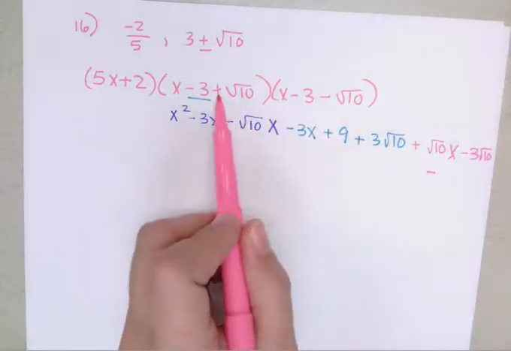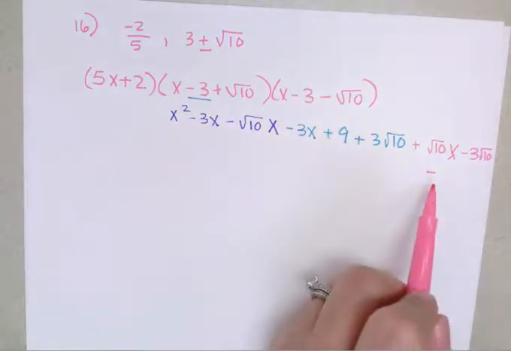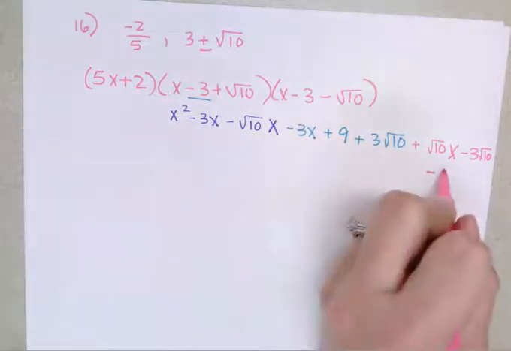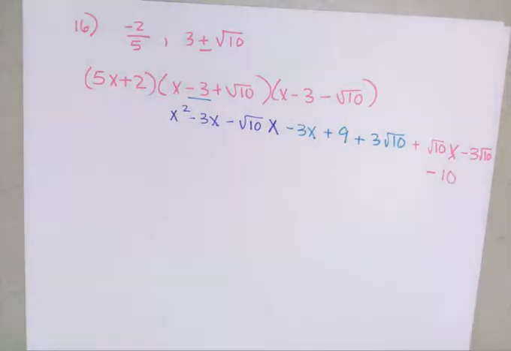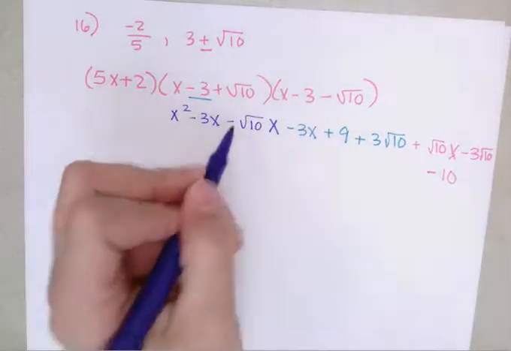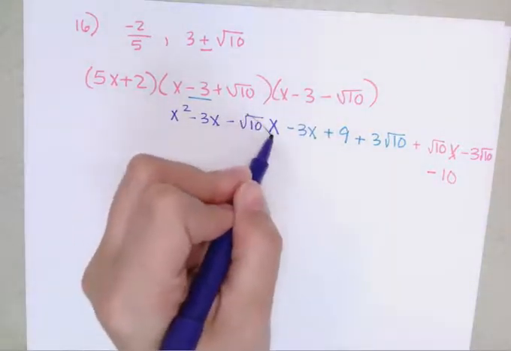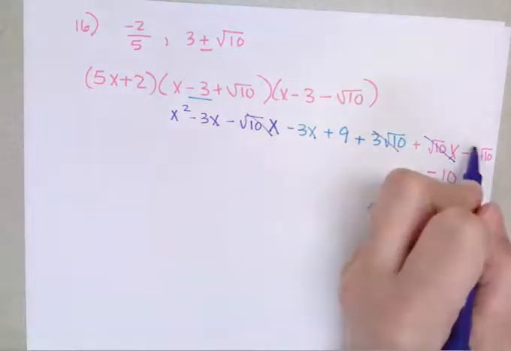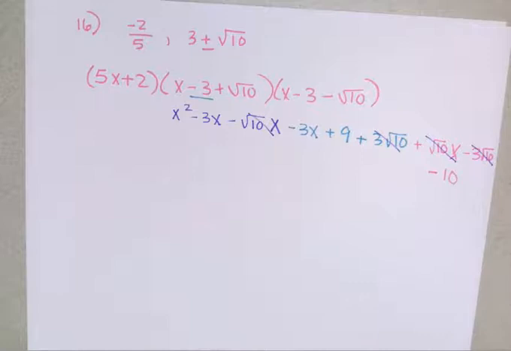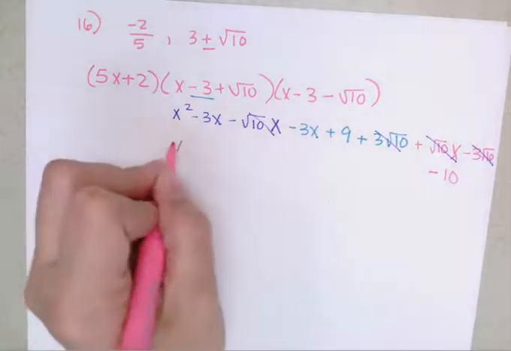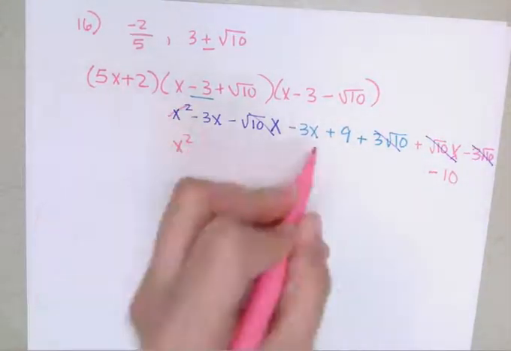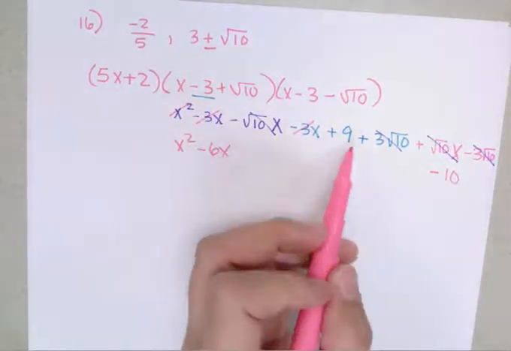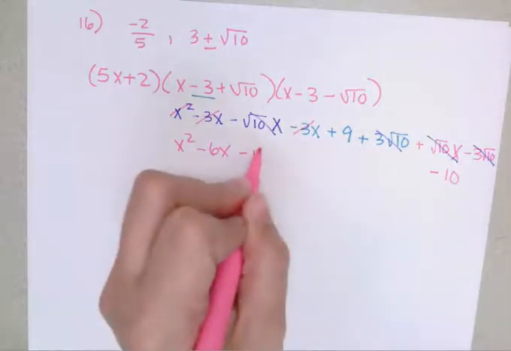And then on the last one, a positive times a negative is a negative. 10 times 10 is 100. The square root of 100 is 10. So you put negative 10 on the end. Alright, then a lot of stuff is going to cancel, like your negative root 10x and your positive root 10x. Your positive 3 root 10, your negative 3 root 10. Okay, and you're left with x squared, bring it down. Negative 3x, negative 3x make negative 6x. And 9 minus 10 gives me negative 1.